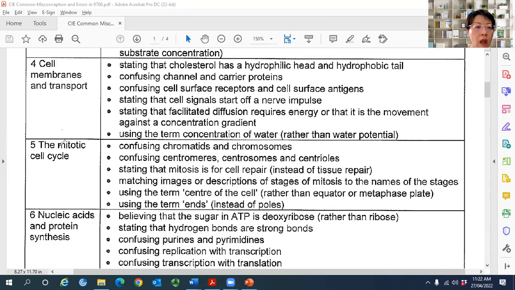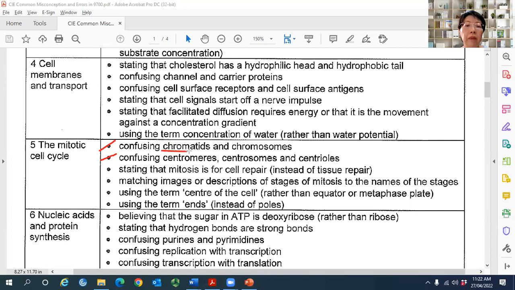Okay. Mitotic cell cycle, confusing between chromatids and chromosomes. So now you know it's chromatids and chromosome, right? A chromatid is one of the 2 copies of the DNA produced by DNA replication, sister chromatids, right? A chromosome is that DNA wrapped around histone protein. It will condense and thicken during mitosis. So this is a definition of a biological term you have to learn.